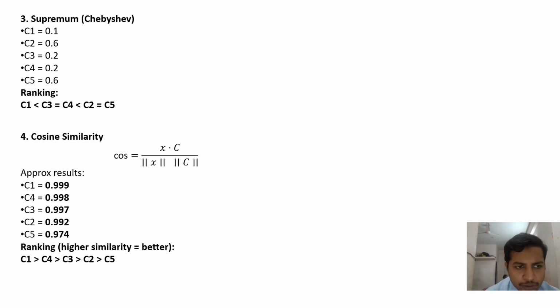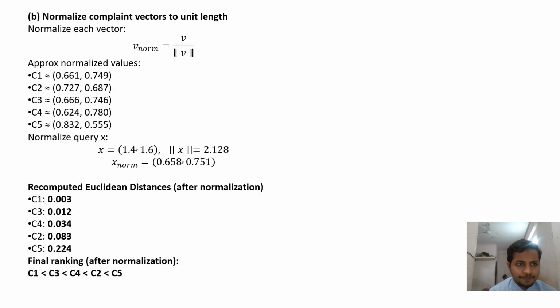Now the fourth one is cosine similarity. Cos equals x dot c upon magnitude of x times magnitude of c. Approximate results: C1 equals 0.999, C4 equals 0.998, C3 equals 0.997, C2 equals 0.992, C5 equals 0.974. Ranking: higher similarity is better. So C1 > C4 > C3 > C2 > C5.